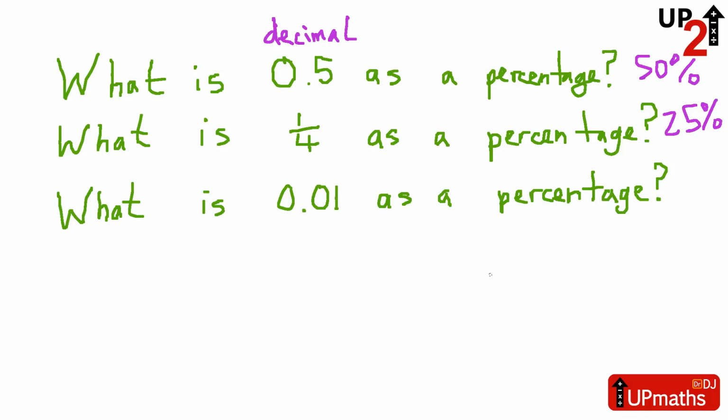What's 0.01 as a percentage? Right, well, that's another decimal. And we always think of decimals as being, what is it out of 1? Well then that's 1%, because 1% is like a hundredth, and that's a hundredth written as a decimal.